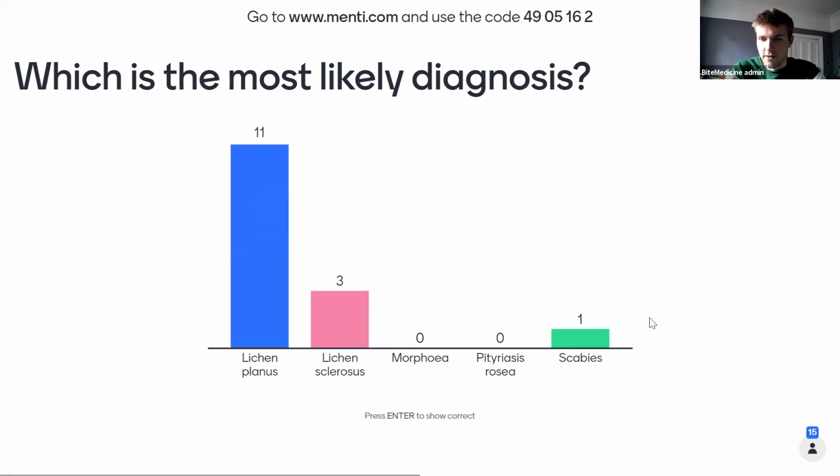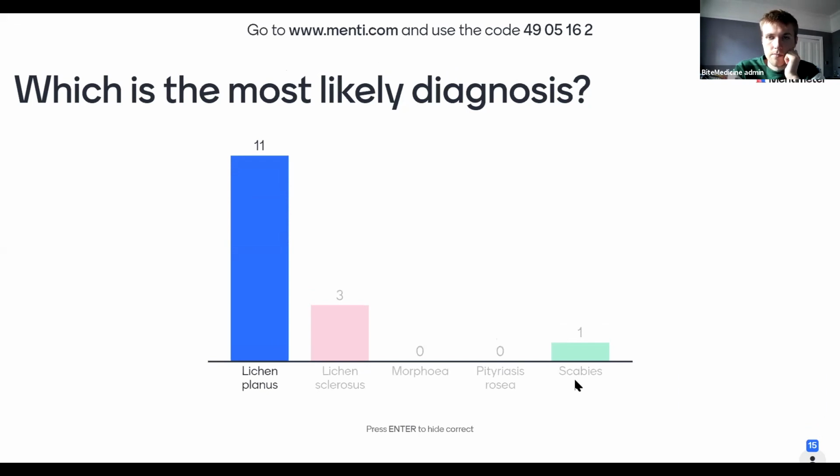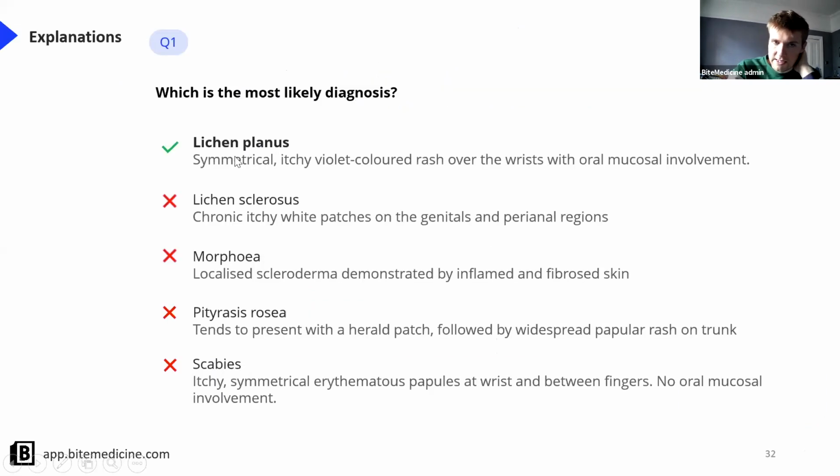So, look at that, landslide. Well done, it's Lichen planus. Well done, very good stuff. So, Lichen planus. Classically, you get this symmetrical, itchy, violet-coloured rash over the wrists and oral mucosal involvement. So, just quickly going through the others before we go into Lichen planus in more detail.